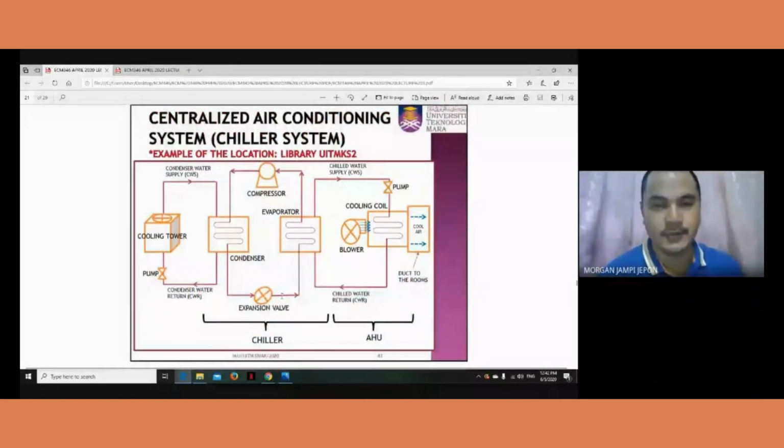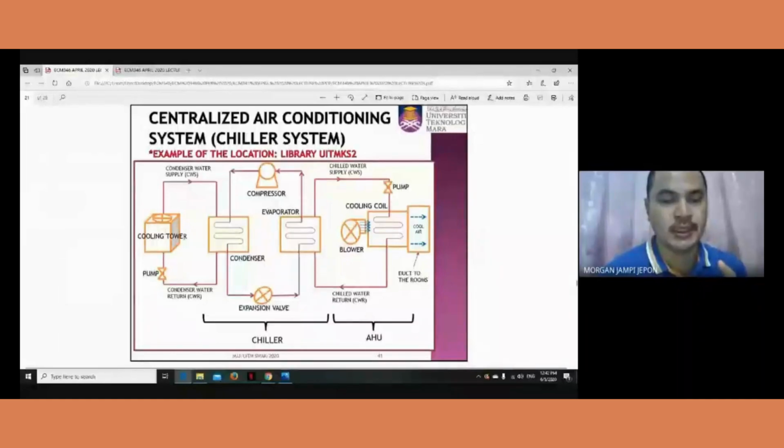Okay, so these components are placed inside one room. And the condenser, remember, is very hot. We need to cool it down. So in this case, we are using cold water to cool it down. So where does that cold water come from? It comes from the cooling tower.